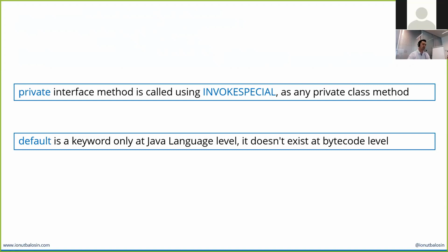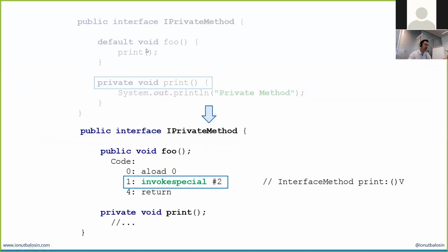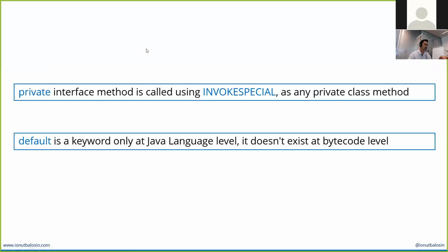More than that, regarding the default keyword you see here on that default method, after we compile and decompile, at the bytecode level there is no default keyword. So default exists just at the very high language level. It doesn't exist at the bytecode level.